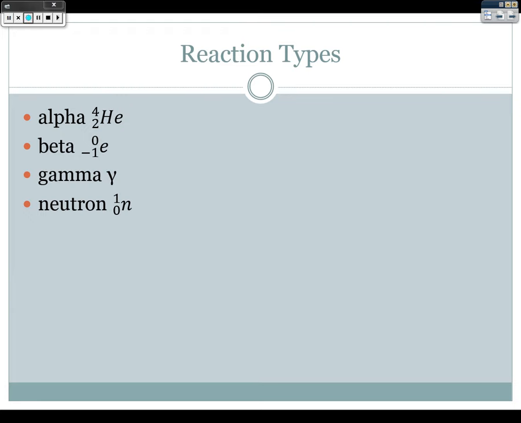So this is not a chemical reaction. It is a nuclear reaction. It's on the subatomic level. We're talking about protons, neutrons, and electrons here. So do keep that in mind. You can't really lump these together, but in terms of balancing, we can.